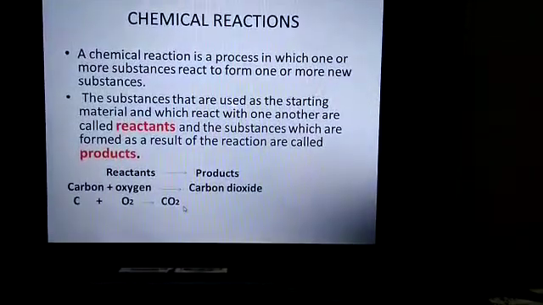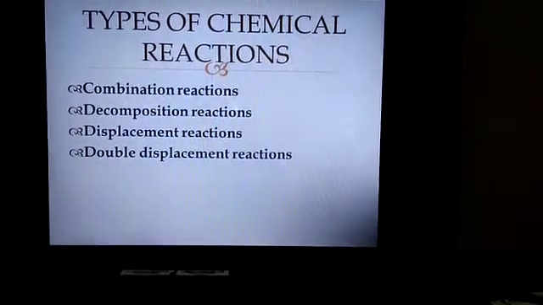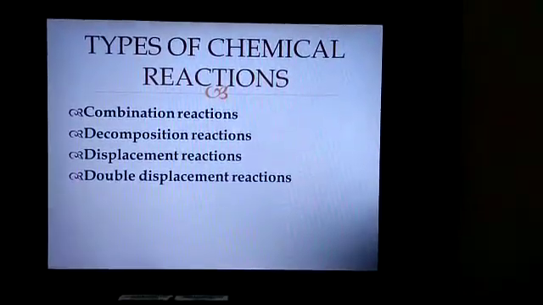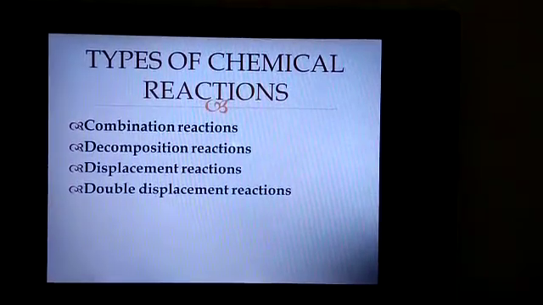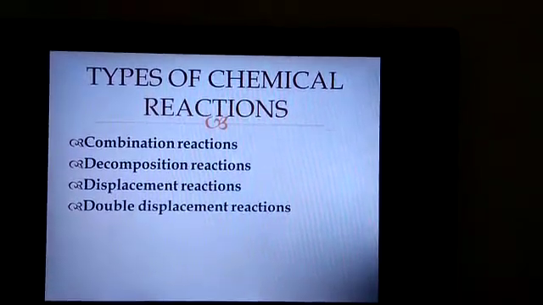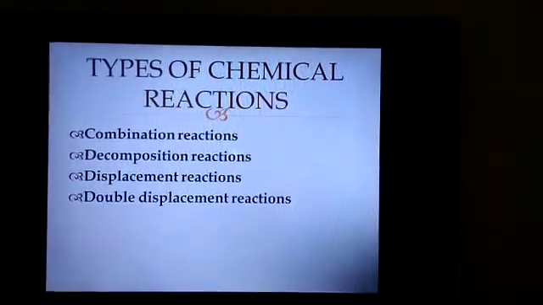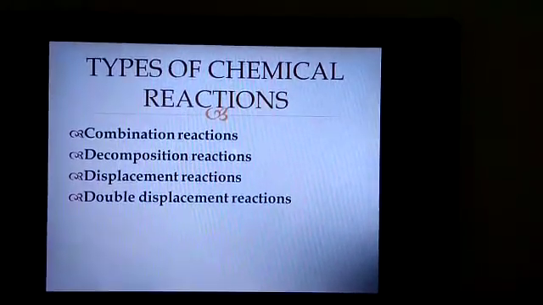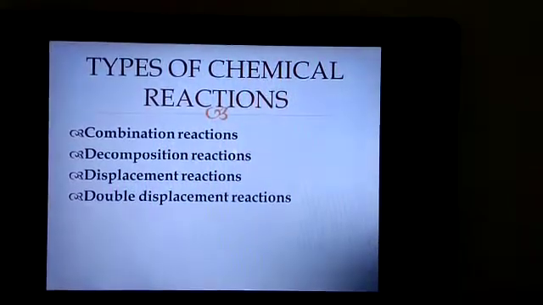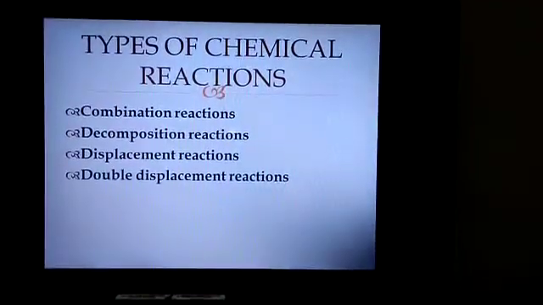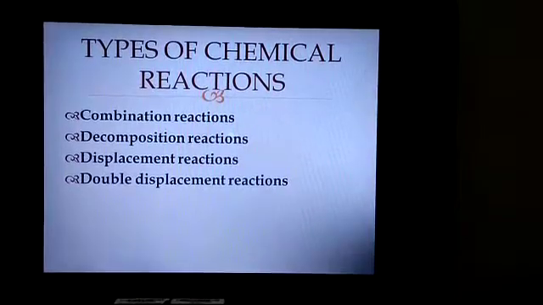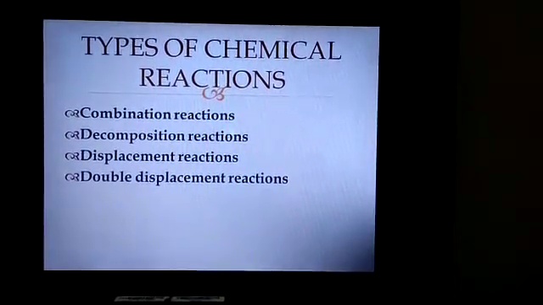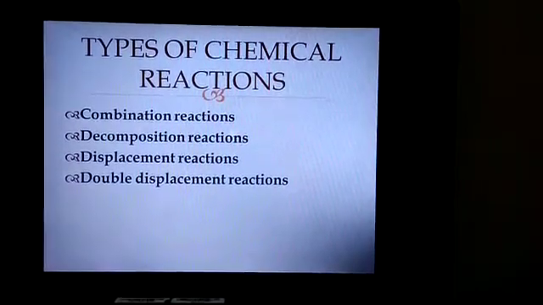Now, let's see about the types of chemical reactions. There are several types of chemical reactions, and out of that, 4 I have listed here. Basically, there are 4 types of chemical reactions. First, combination reaction. Second, decomposition reactions. Third, displacement reactions. And the fourth one, double displacement reactions.